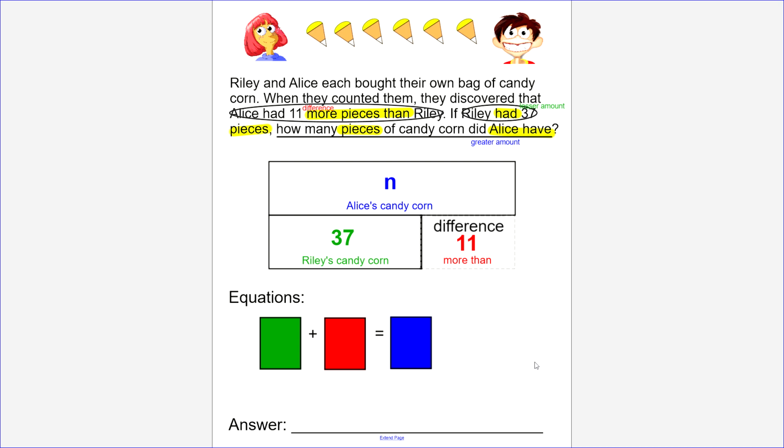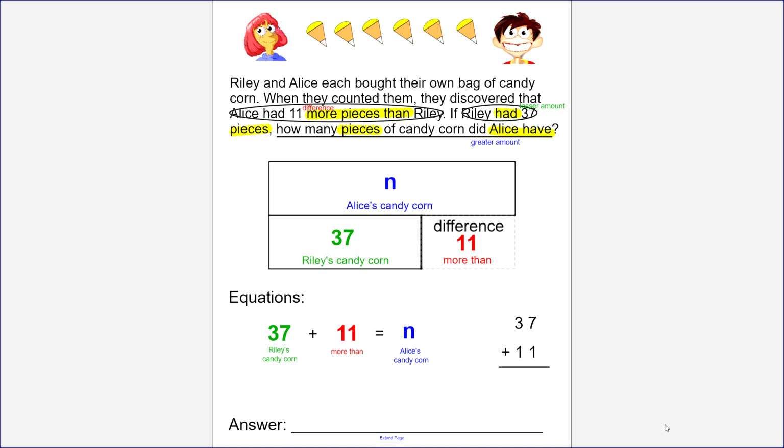So to solve this problem, our equation would look like the lesser amount, 37 Riley's candy corn, plus the difference, 11 more pieces of candy than, is going to equal N, Alice's candy. The lesser amount plus the difference equals the unknown greater amount. Of course, you know, third grade, that we always write our problems vertically to solve them. So we'll go ahead and do that. 37 plus 11. On a piece of scratch paper or your whiteboard, please add 37 plus 11. What does 37 plus 11 equal? 37 plus 11 equals 48. So in this problem, N, Alice's candy corn, equals 48.